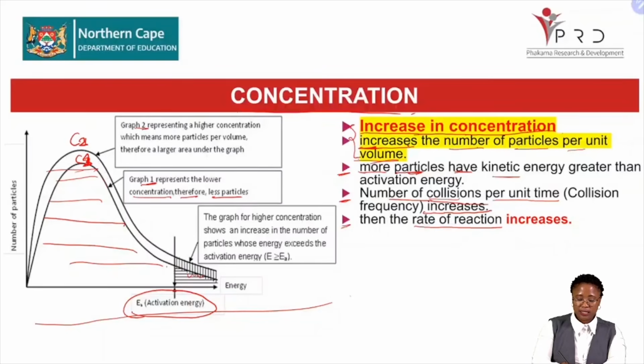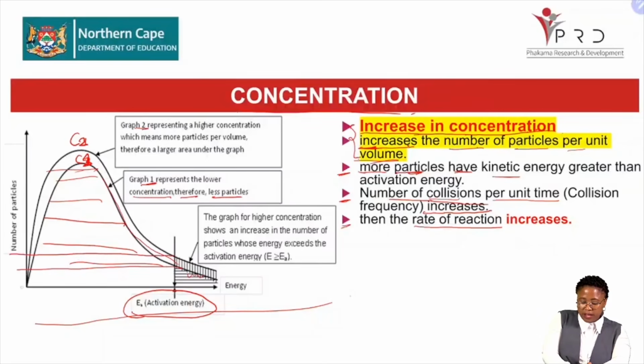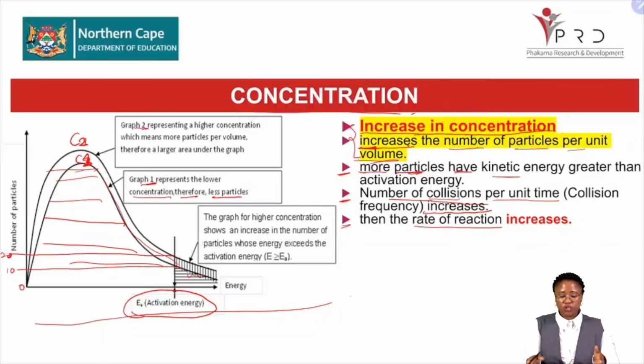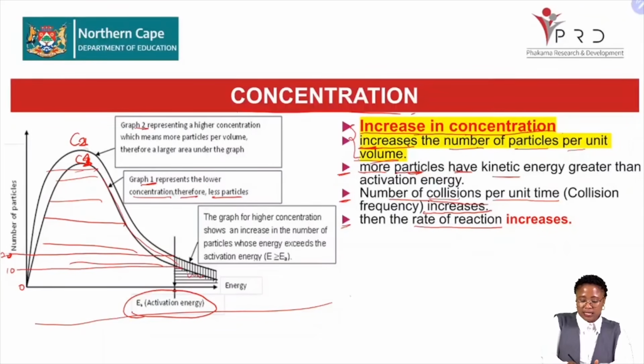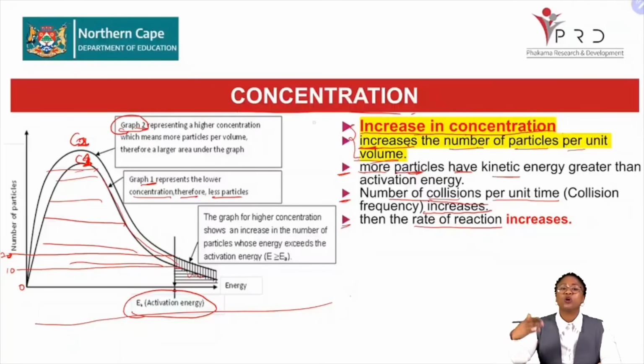As you can see from the graph, if I had numbers over there, if I had 0 here, then 10, and then 20, you can see that the graph that shows there would be more particles needed to react is graph number 2, which is C2. All right, C2 will be the one showing a higher concentration.